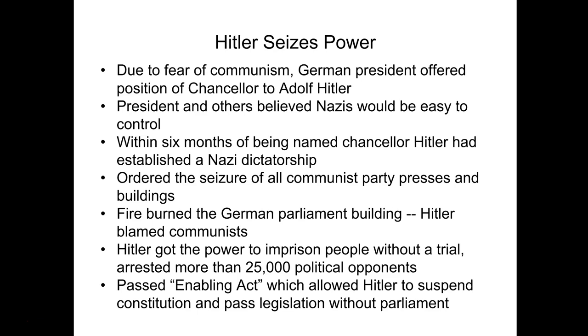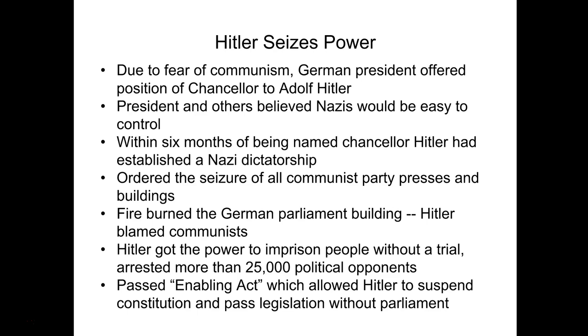And Hitler takes it. The president offered it to him because he thought that Hitler was weak and could be easily manipulated, and it would be easy to control these Nazi kind of rogue party because they were not very intelligent. The president was wrong, and Hitler was quickly able to manipulate him, and within 6 months of being named chancellor, Hitler had established, in essence, a Nazi dictatorship. And so he did this in part by preying on the fears of people towards communism.